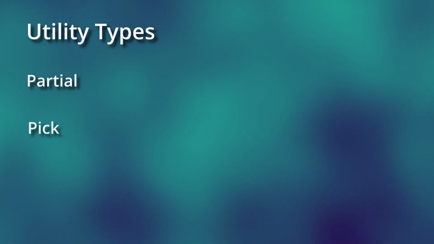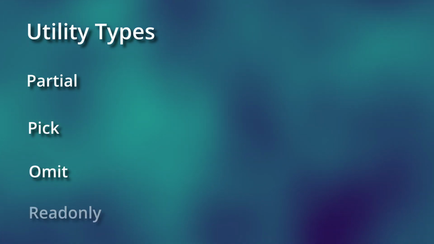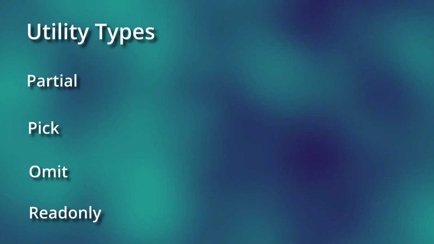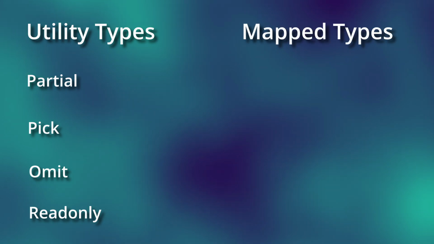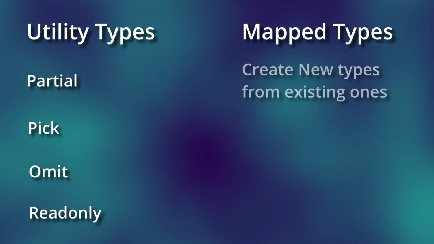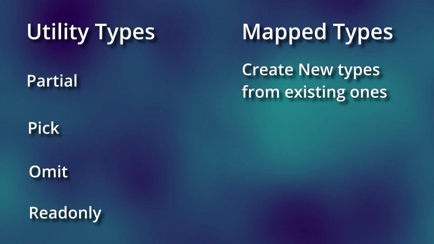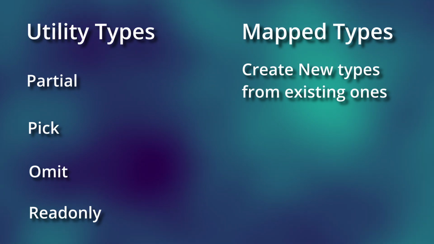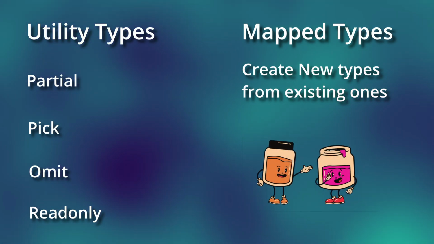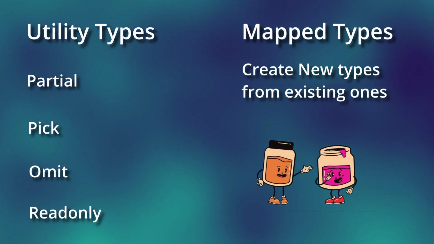Alright, so what did we learn today? Utility types like partial, pick, omit, and read-only help you transform your types fast. Mapped types let us dynamically create new types based on existing ones. Together, they're like the dynamic duo of type safety and developer happiness. If TypeScript is like your Lego sculpture, utility types and mapped types are like the little bricks that build it up.